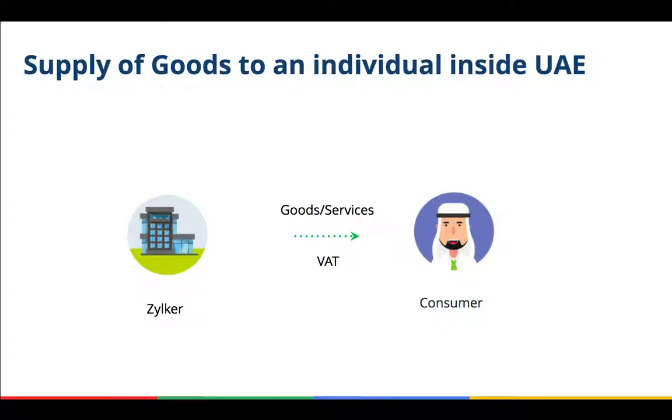If Zilker, which is in the designated zone, supplies goods or services to an individual and this recipient is registered inside the state, VAT is collected by the reverse charge mechanism. But if the recipient is not VAT registered, the company in the designated zone, in this case Zilker, will collect the VAT and pay it to the FTA.